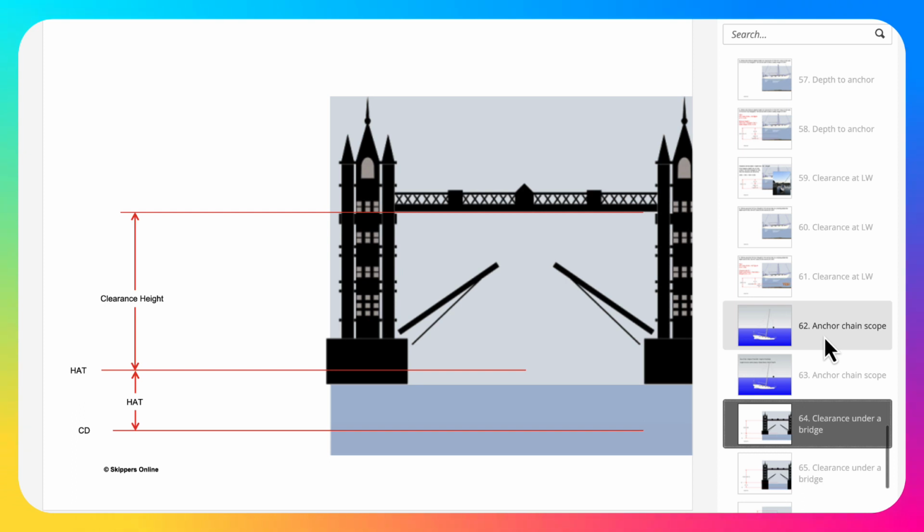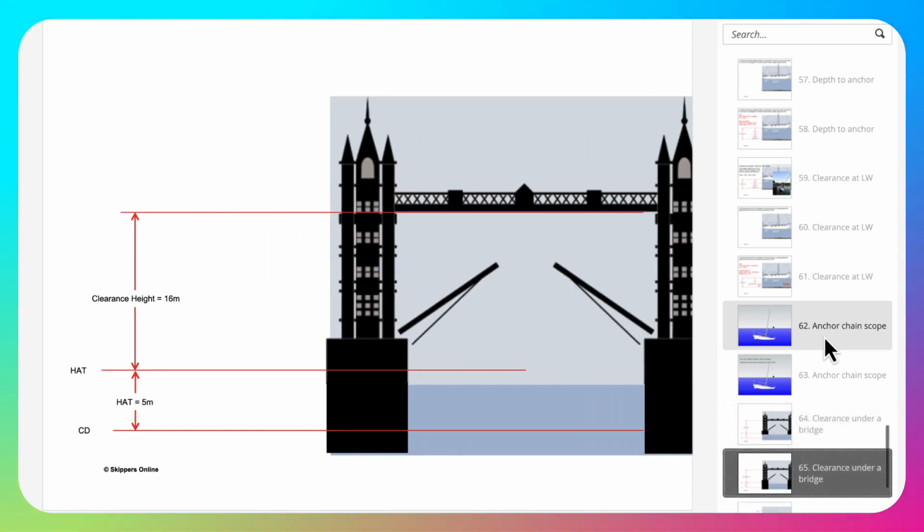If we need to navigate under a bridge or other overhead obstruction, such as power cables, we need to check that we have sufficient clearance. Remember, clearance heights are measured above highest astronomical tide, or sometimes mean high water springs, which are in turn measured above chart datum. So, for example, if a bridge had a clearance height of 16 meters, and highest astronomical tide were 5 meters above chart datum, then the bridge would be 21 meters above chart datum.